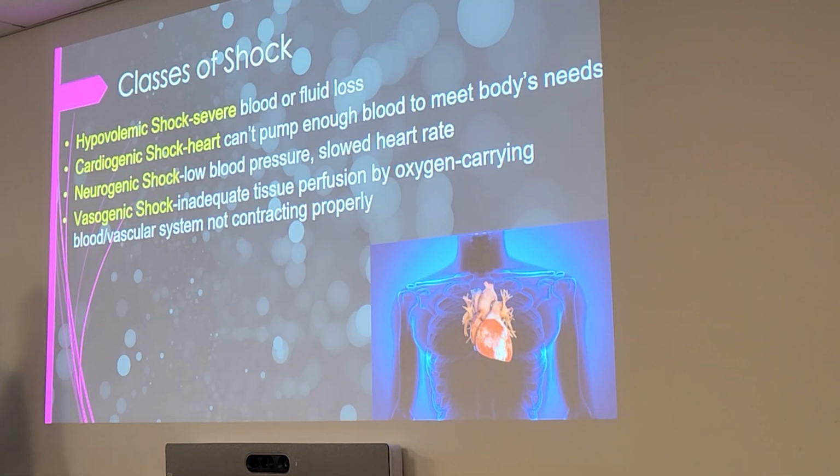Vasogenic shock. Inadequate tissue perfusion by oxygen-carrying blood vascular system not contracting properly. I don't have a trick for that one, but know that verbatim for vasogenic shock. Something to do with the veins and the arteries, by the way. Vasodilation, vasogenic shock. Oxygen-carrying blood vascular system, vascular vaso. Here's your clue.